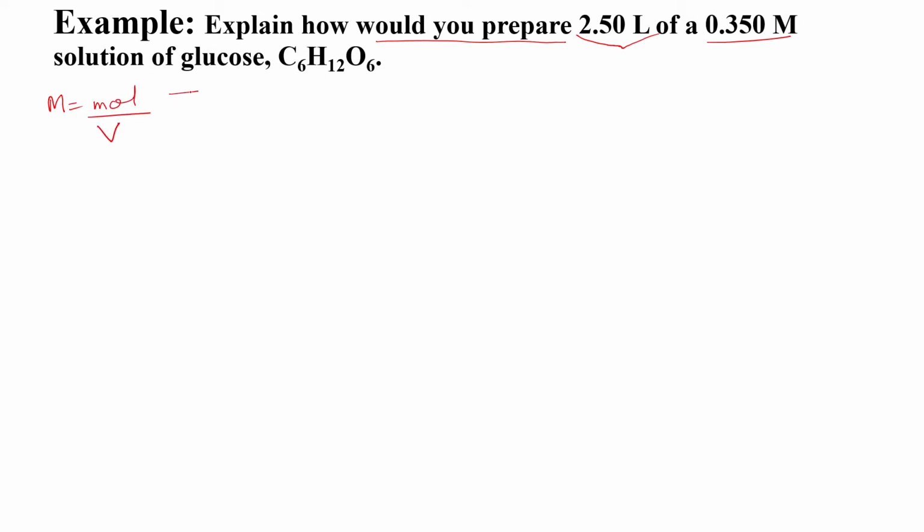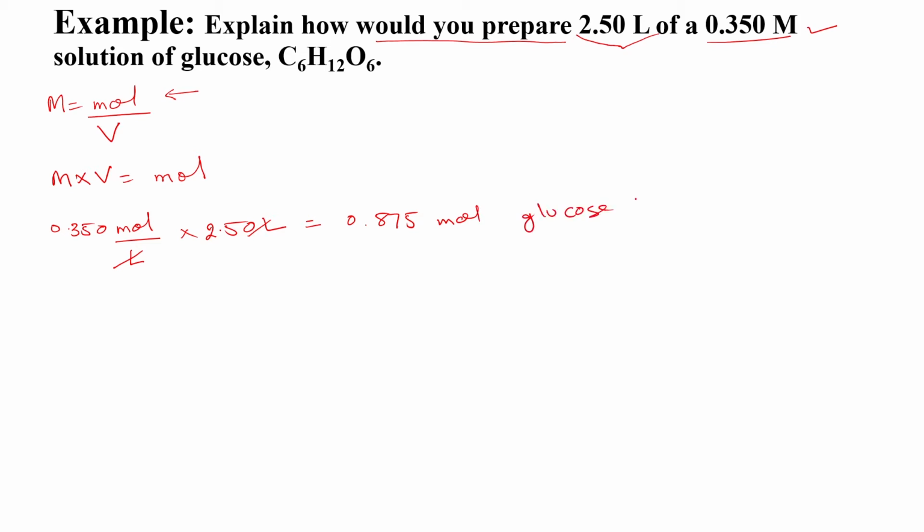We need to find moles. So we will rearrange this equation for moles, and after rearrangement, your equation will be this, right? Now molarity is 0.350. Now I will break this M into moles per liter, and the volume is 2.50 liters. So the liter is cancelled and you will get moles in your answer. So you have 0.875 moles of glucose. Now, how will you prepare this solution?